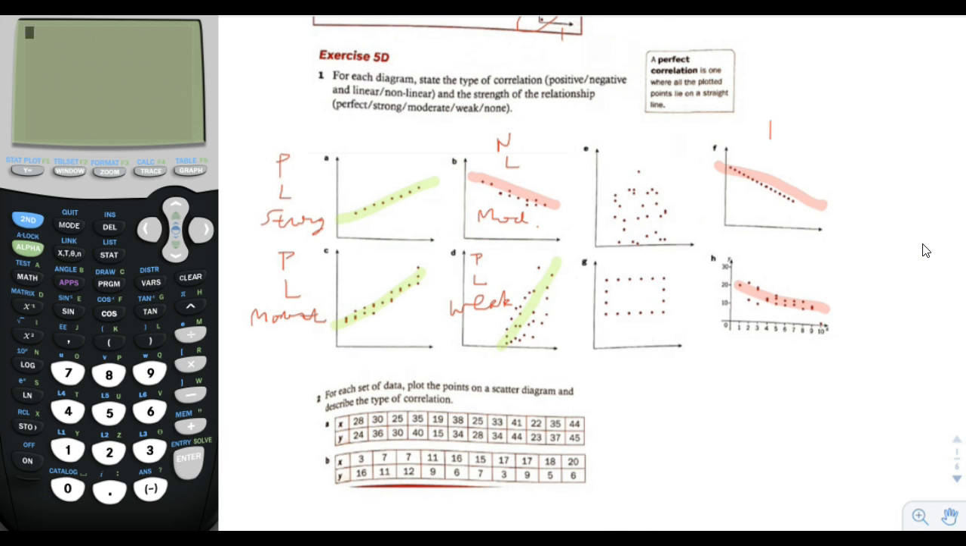This one would be negative, linear, and it looks very nice, so maybe we'll say perfect. And this one would be negative, linear, and kind of weak, maybe weak or moderate. It's kind of hard to say. And look at this one. This one looks perfectly correlated to something, but it's not a line. So we'll say nonlinear, and perfect correlation. And then what about this mess here? I can't say it's positive, I can't say it's negative, I can't say if it's linear. So we'll say none. No correlation at all.